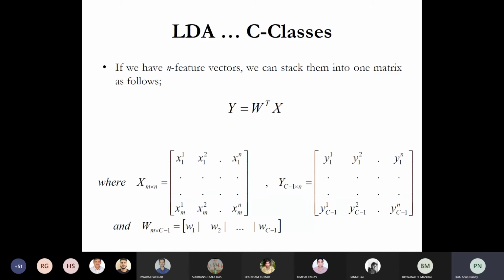So I think you will be able to understand this for C classes also. So there is no problem. Only this formula is important. Okay, so you have to compute it in terms of matrices.